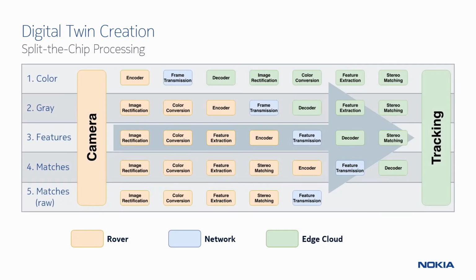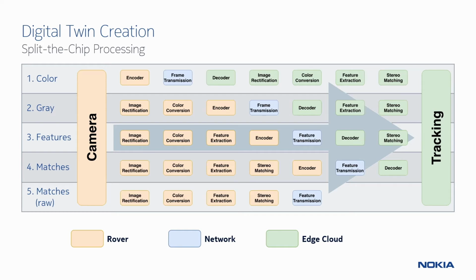As the feature detection, the stereo matching, and the final creation of the feature map is quite resource demanding, we came up with the idea of distributing this processing pipeline between the rover and an edge cloud. This is what you can see here on this slide.